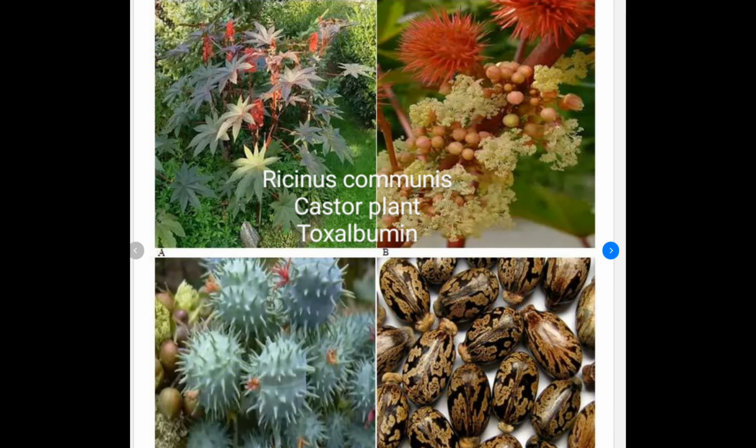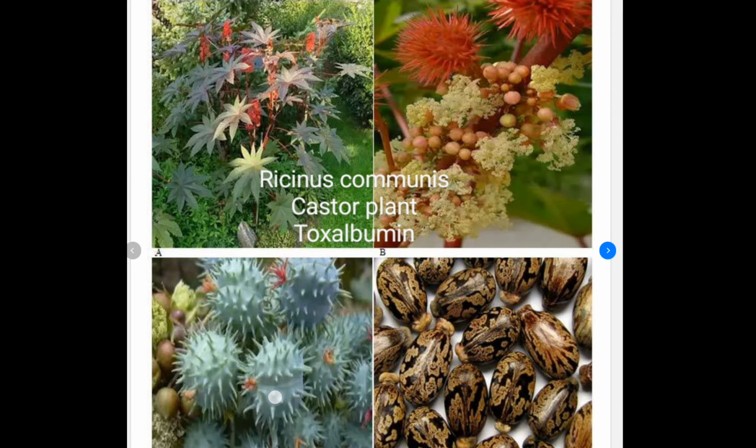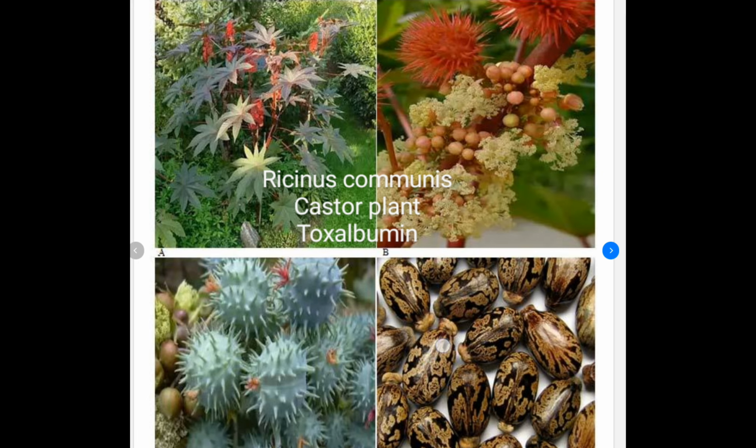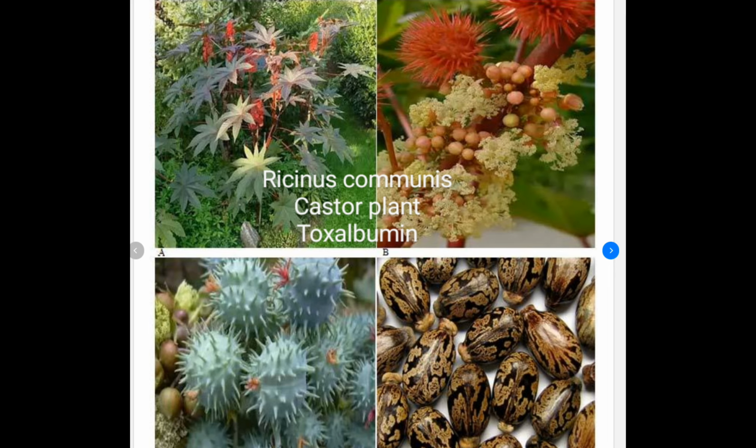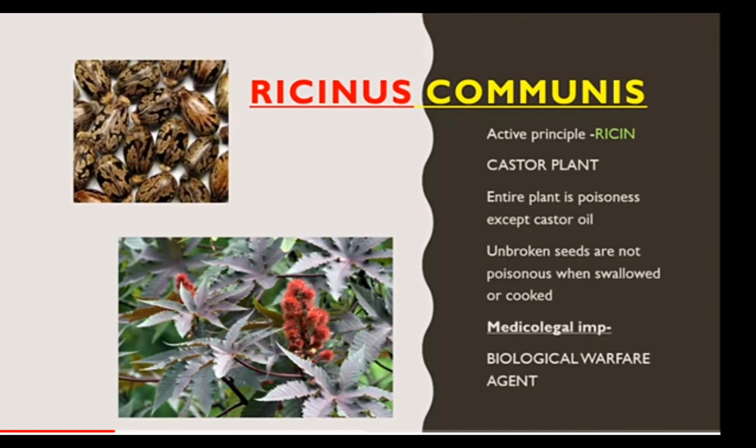Okay, this is another image of Ricinus. Ricinus will have red colored flowers. Then these seeds will be there. Seeds will have a knob on one side, and we can imagine them as leopard colored. A leopard has black stripes on brownish skin, like that. And the toxic substance is toxalbumin.